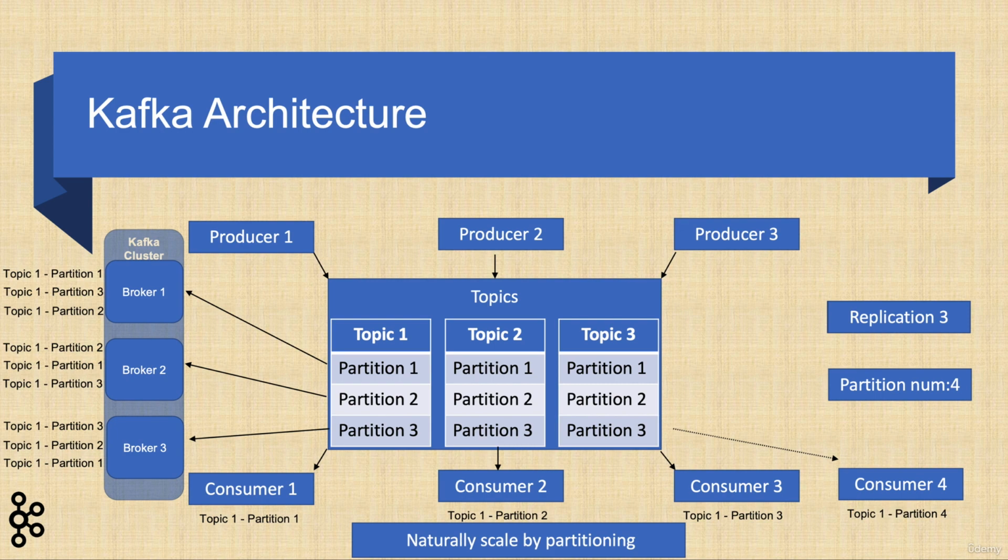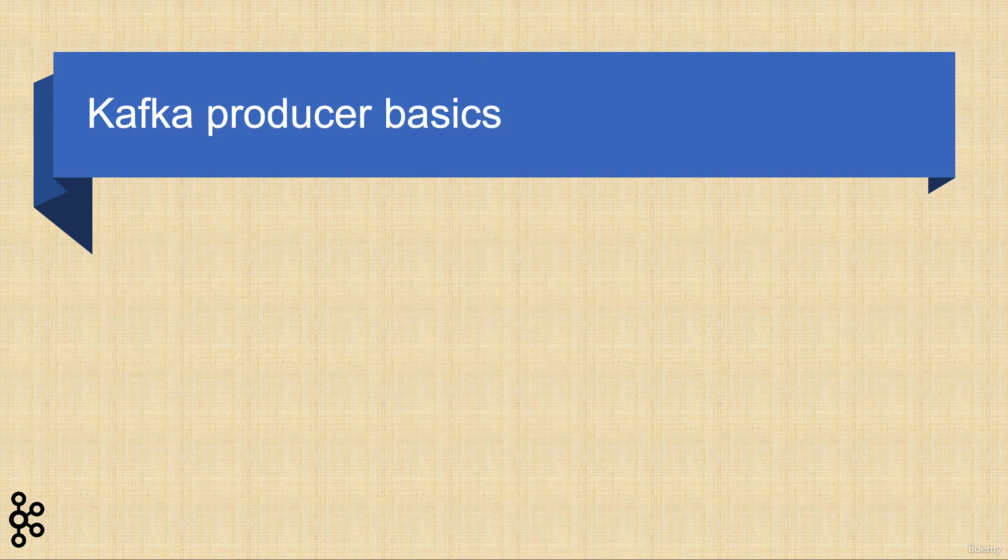Now that we have a general understanding about Kafka architecture, let's go over some important Kafka producer properties that we will be using during Kafka producer implementation. This will help us to understand how a Kafka producer works under the hood.